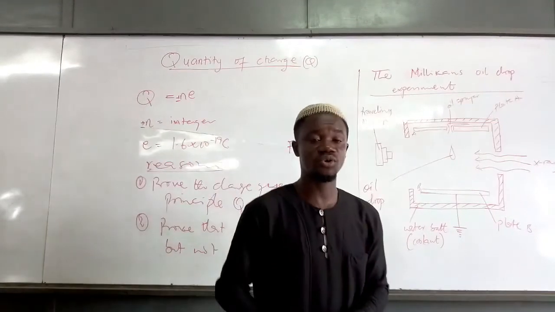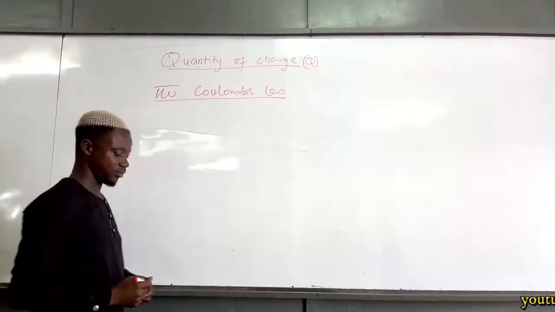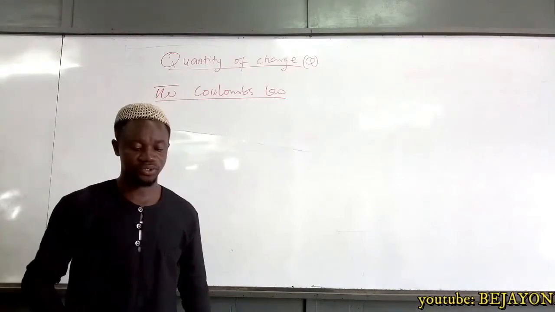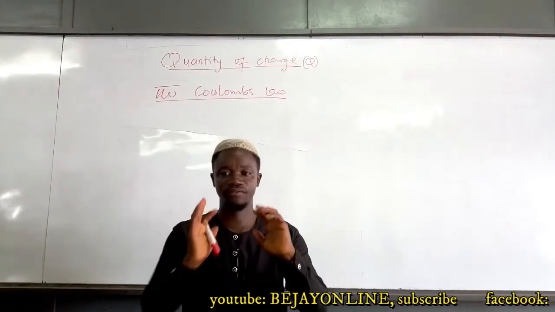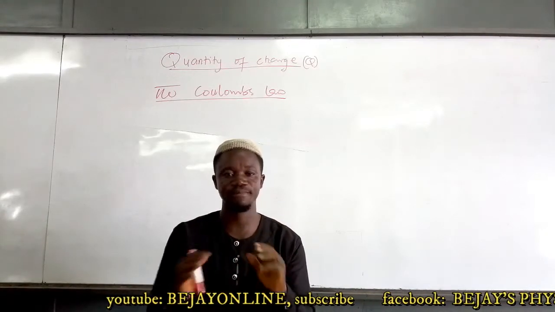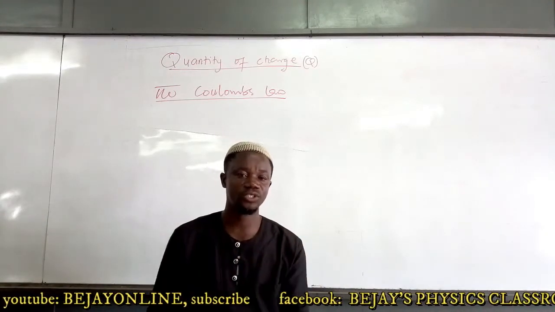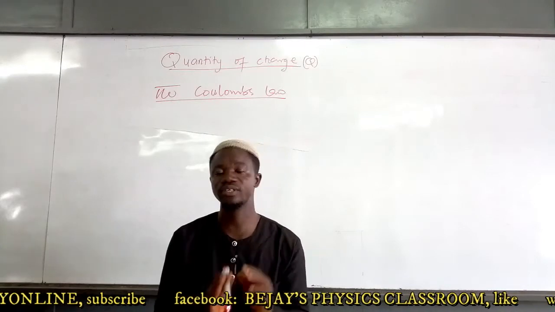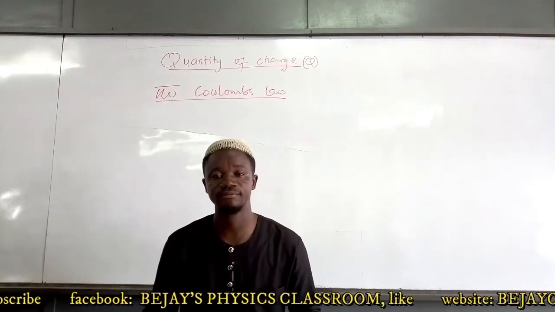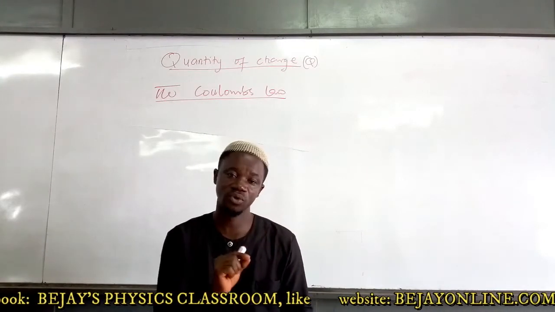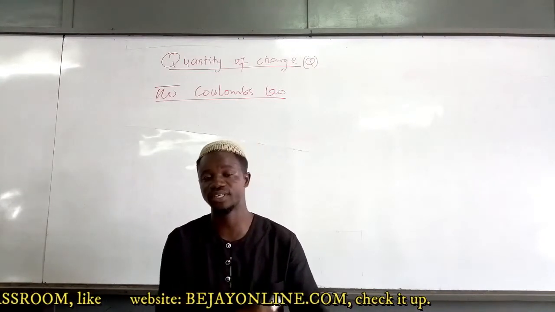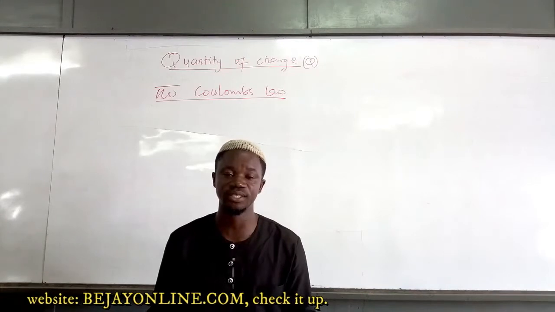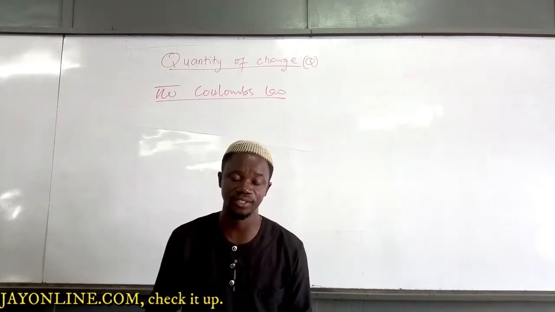Good. Now we'll look at Coulomb's law. Coulomb's law of electrostatics states that the force of attraction or repulsion between any two charges arranged close to each other in a straight line is directly proportional to the product of the charges and inversely proportional to the square of the distance between the two charges, measured from the centers of the two charges.